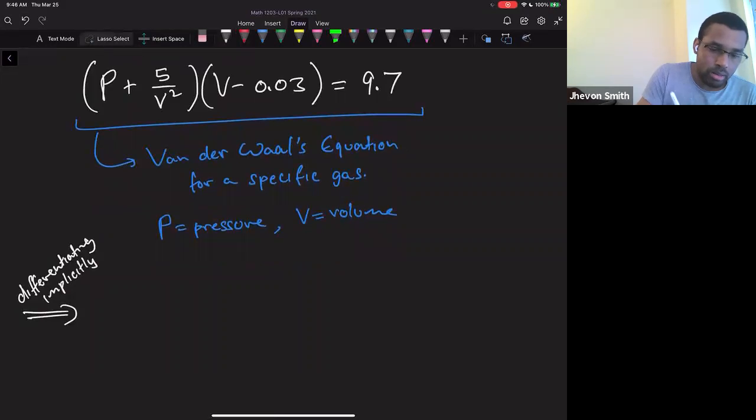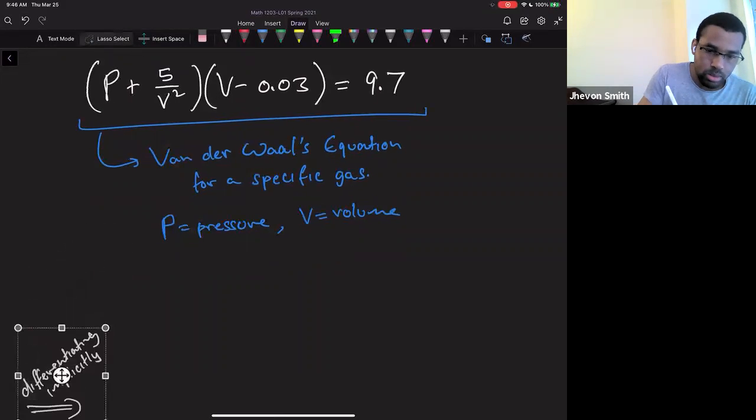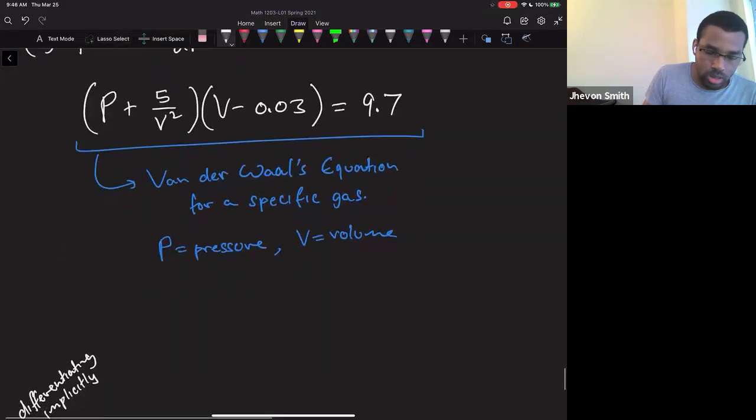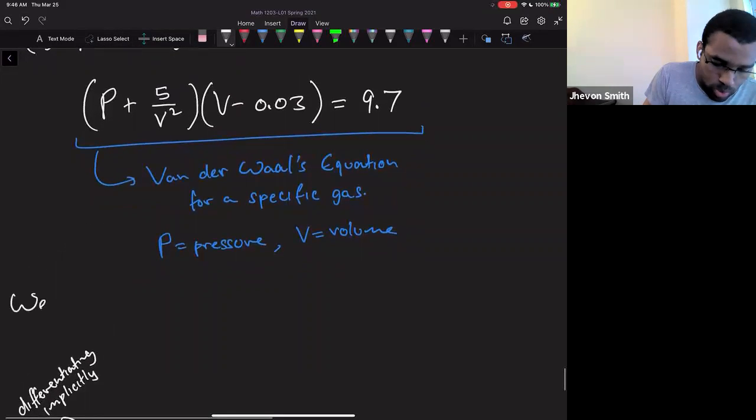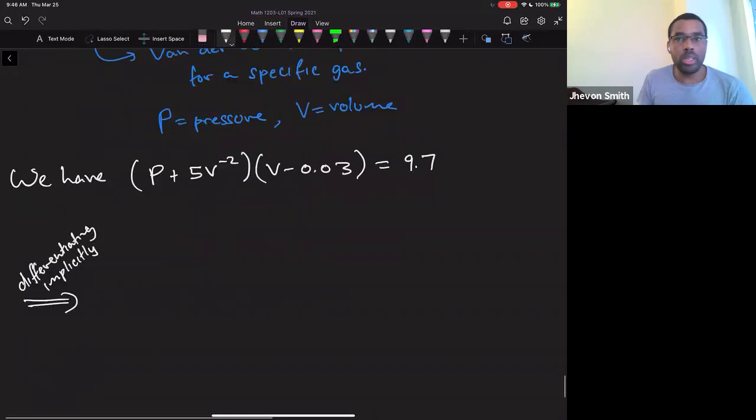Which, I mean, I can rewrite this a little bit. Move this down. We have, I guess, P plus 5V to the minus 2, because I don't want you to think you have to use the quotient rule, even though I kind of explained to you when and when not to use the quotient rule. Hopefully you won't waste your time using the quotient rule here. Okay, what's the derivative of that?